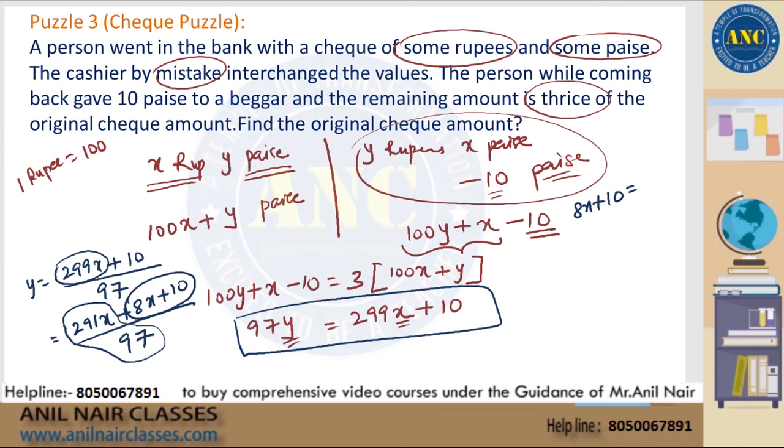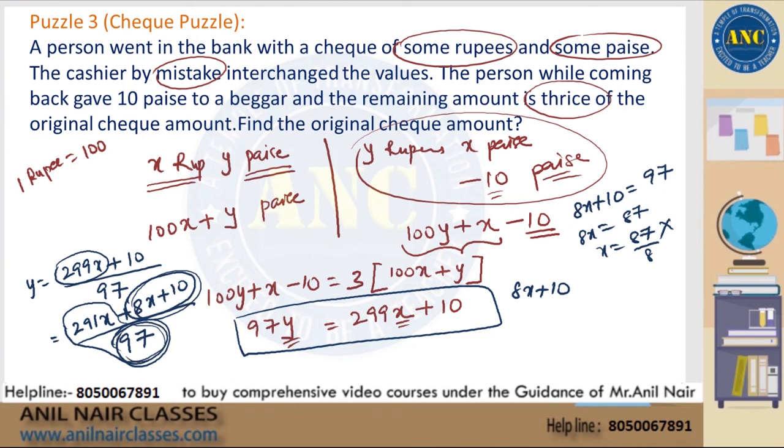So it should be some multiple of 97. Now, what is the minimum multiple of 97? It is 97 only. So let me assume 8X plus 10 is 97. Then 8X is 97 minus 10, which is 87, and X is 87 by 8. Is it divisible? No, it is not. So let me look at the next option: 8X plus 10 could be the second multiple of 97.